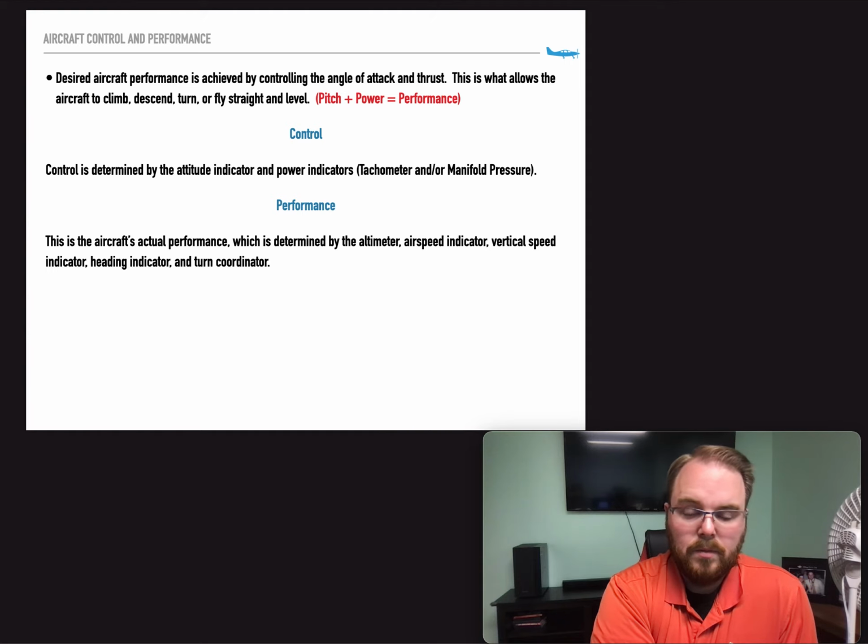Performance is the actual performance, which is determined by the altimeter, airspeed indicator, vertical speed indicator, heading indicator, and turn coordinator. So this is what we're trying to make sure we have under control: that we have the desired performance for a particular phase of flight.